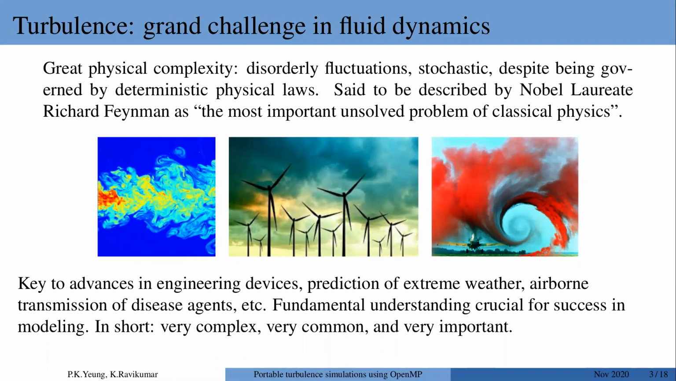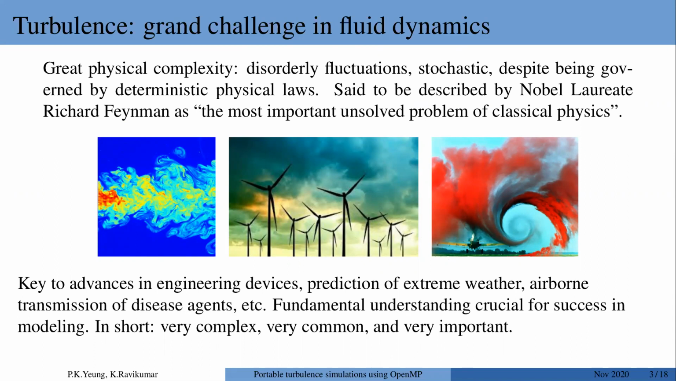Turbulence is something that is easy to find in our lives in many kinds of applications. I would say that it's very complex, very common, and also very important. Some of the examples are the graphics on the screen now. On the left-hand side is a concentration field, essentially color-coded from the surroundings. In the middle, we have a wind farm. And on the right-hand side, we have an airplane, if you look very carefully, taking off, and the motion in the atmosphere. Of course, here it is made artificially colorful.